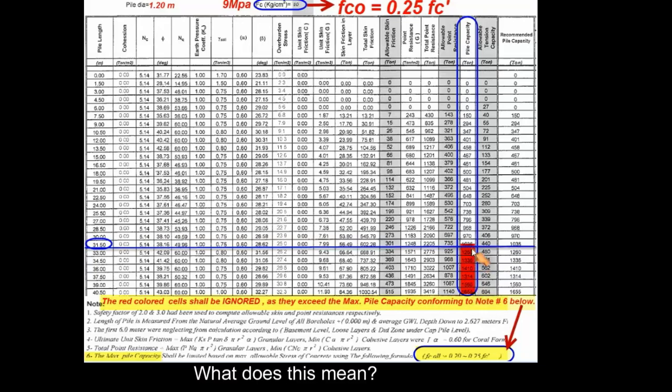What does this mean? We focus on note number 6. Note number 6 tells me that the maximum pile capacity shall be limited based on the maximum allowable stress of concrete using the following formula of column capacity. Yes, this tells you to be careful. This pile will collapse at one of two possibilities, based on two different equations. Either its maximum capacity will be as a skin friction plus end bearing components, or its pile capacity will be as a column with axial component only. That is why it can collapse as a column before it collapses as a pile.